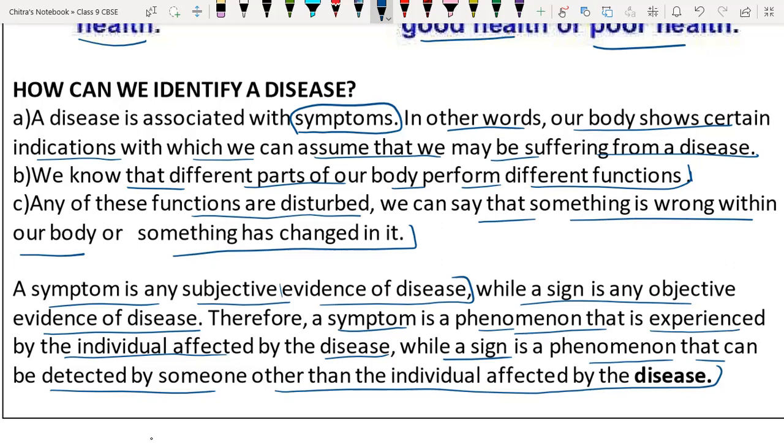But basically, a symptom is like the effect of the disease, which only the victim, the patient, can feel. A sign is something which can be felt by the patient and others. Like in jaundice, beta?